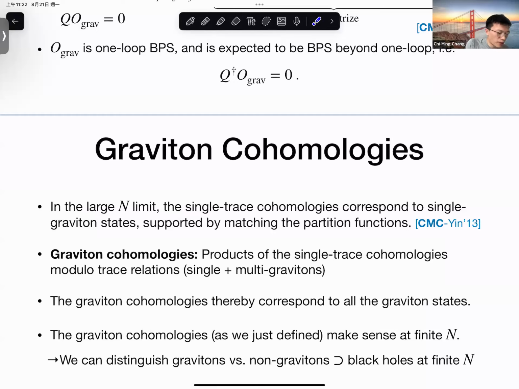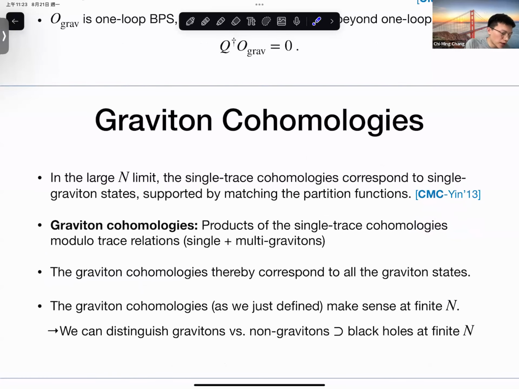And now to get the multi-gravitons, we simply consider products of the single trace cohomology, modulo trace relations. We call these graviton cohomologies. If you consider products of cohomology, that will give you new cohomology, modulo trace relations. Some products can give you something trivial. The product of two Q-closed things will always be Q-closed; it can be Q-exact, but it cannot be non-Q-closed. So products of cohomology give you some cohomology, and it can be trivial due to trace relations.